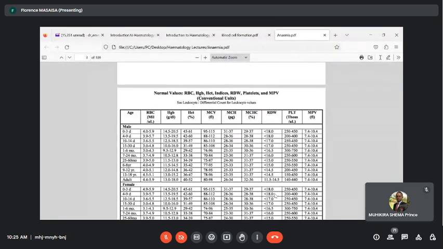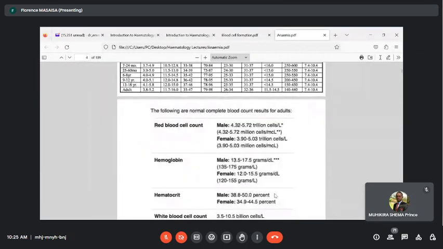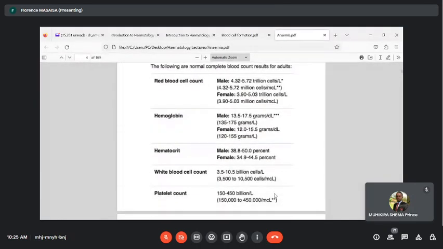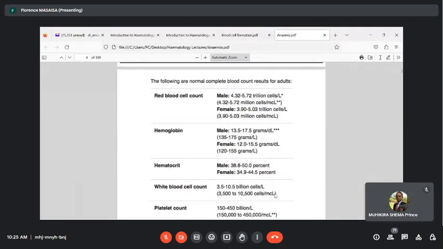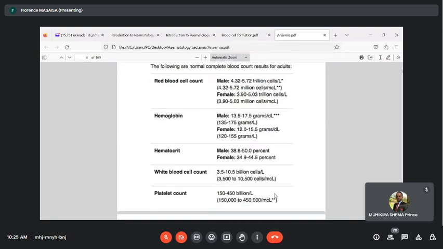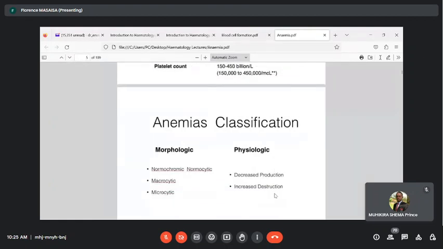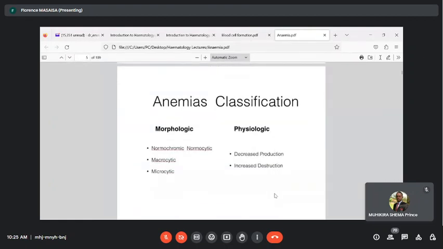So for anemia, this is the definition according to the WHO, where we talk about anemia in females when the hemoglobin is below 12 gram per deciliter. The normal range is between 12 to 16 in females, and in males, it's between 13 to 17. That is the definition. Then you have to classify anemia according to the red cell indices.